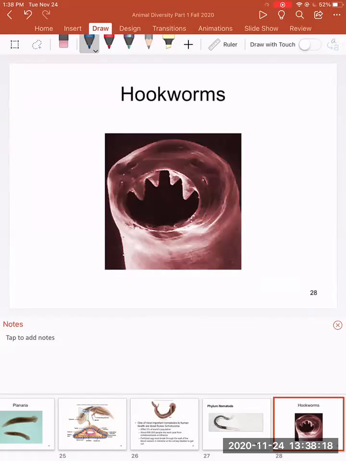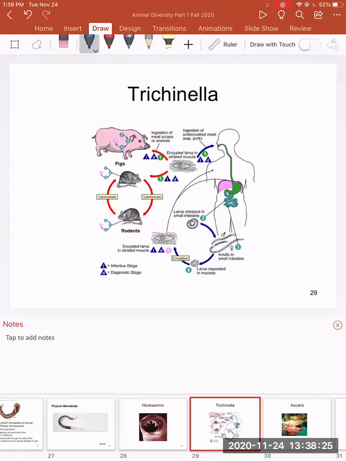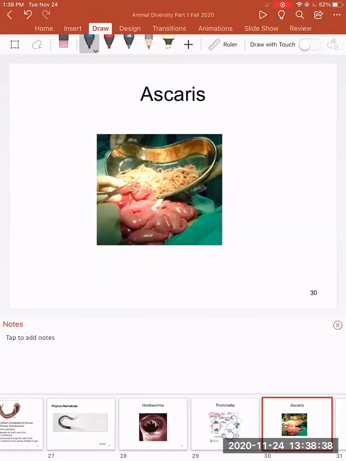But then there are parasitic roundworms, hookworms, which are found in the United States. Trichina, which is found in muscle of the pig. So we eat the pork and we get these parasites when you don't cook your pork all the way. You can also get ascaris from pork, which is a parasitic roundworm.